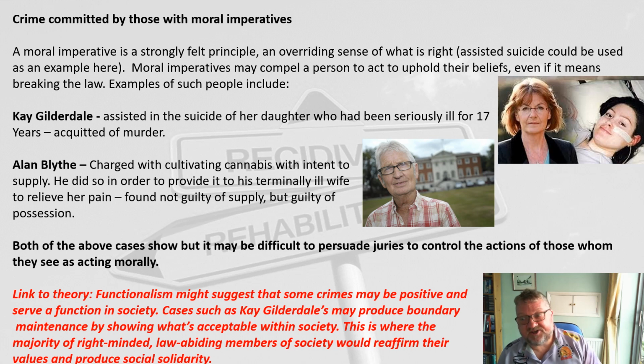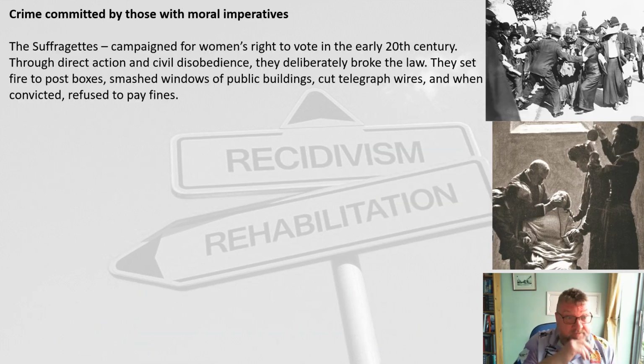And of course, this links to functionalist theory, which suggests that crime has a positive function within society. So cases such as Kay Gilderdale's may produce boundary maintenance by showing what's acceptable within society. So this is where the majority of the right-minded, law-abiding members of society would reaffirm their values and produce social solidarity. And another classic example that we can use is the case of the suffragettes.